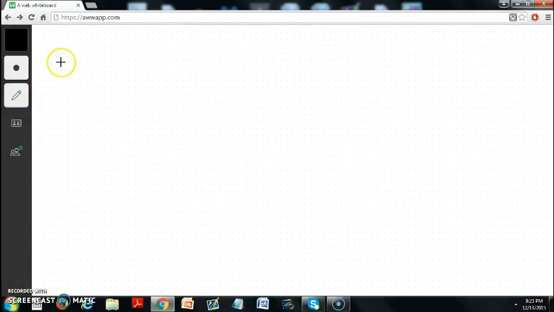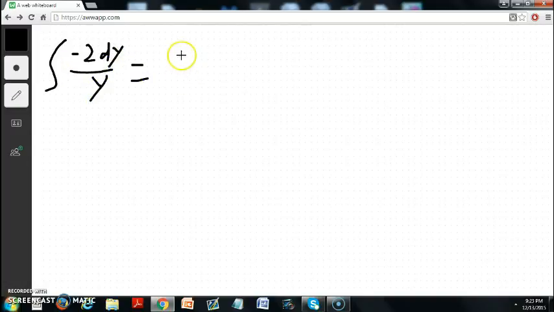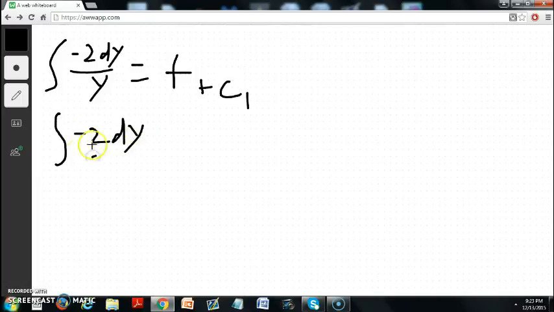Okay, so that's going to leave you with the integral of negative 2 dy over y equal to our now integrated other side, which is going to be t plus some constant. So next we're going to integrate the other side, which happens to be a little bit more in depth. So to integrate negative 2 dy over y, you have to know something important, which I will get to in a second.